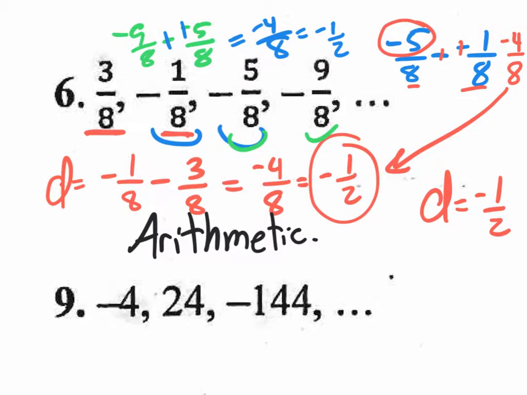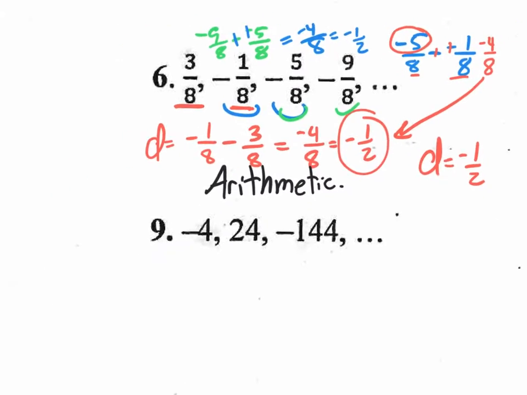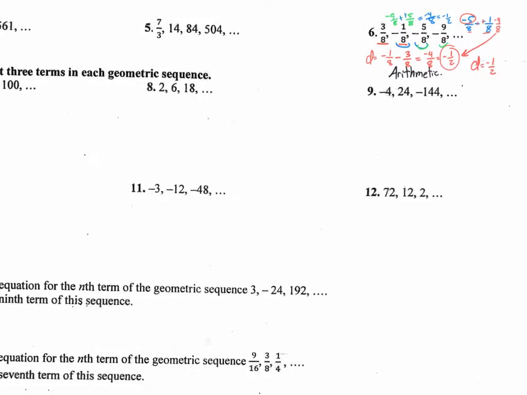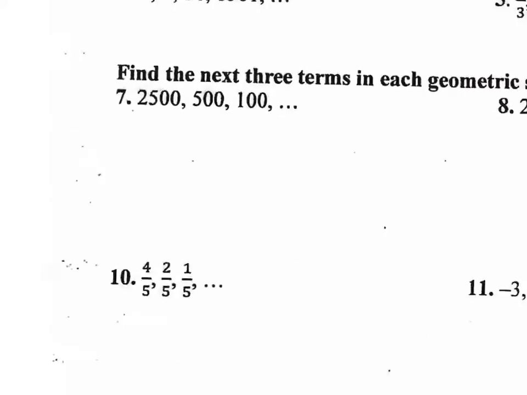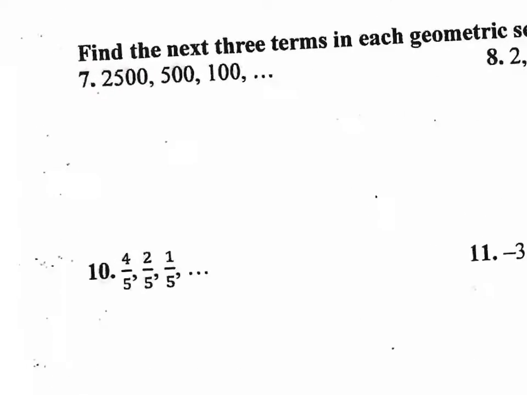That took a long time. Let's take a look at another question. Pick one. 7? It says find the next 3 terms, and they tell you it's a geometric sequence. So we already know it has a common ratio because they're telling us that it's geometric. So what is that common ratio, and how do you find it?